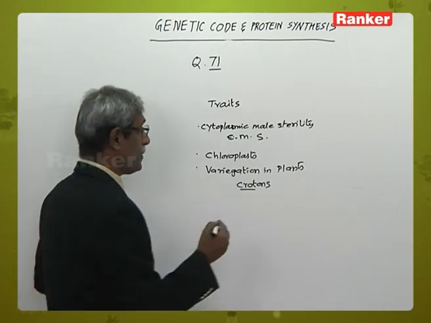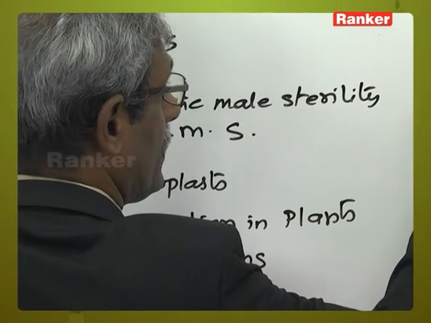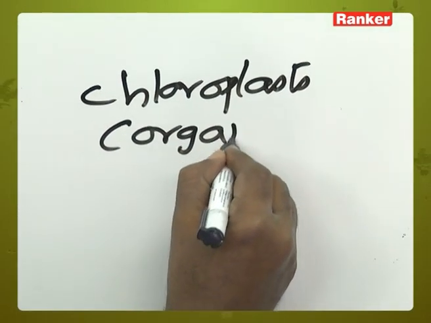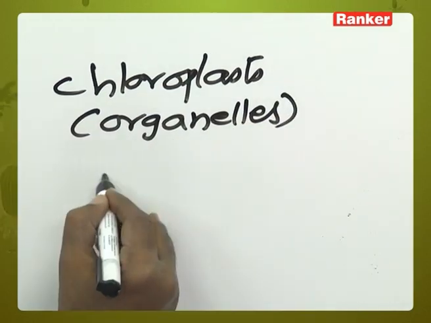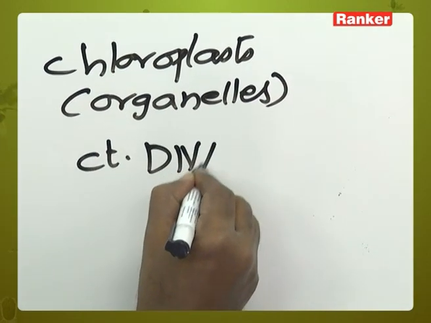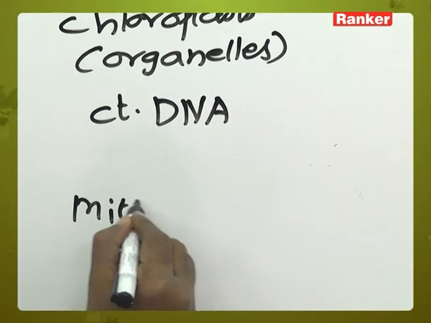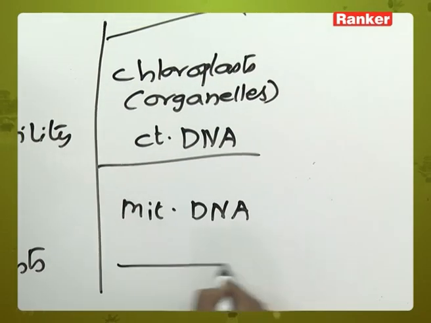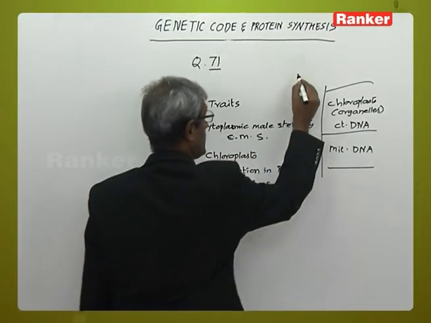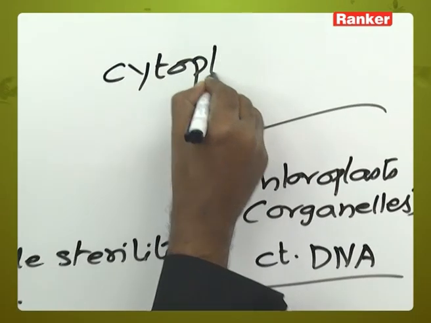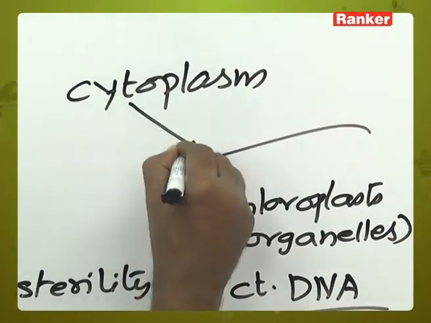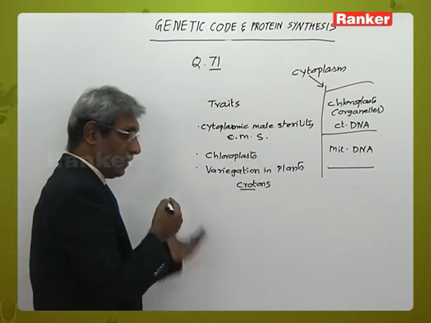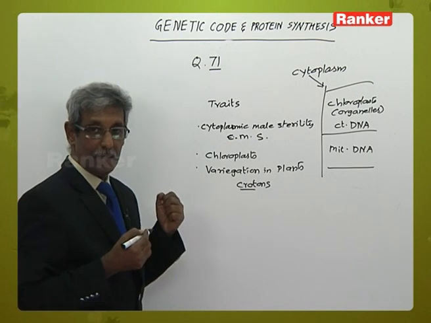Now, chloroplasts are organelles which have got the chloroplast DNA. Similarly, you have mitochondrial DNA in the mitochondria. Both chloroplast and mitochondria are present in the cytoplasm. In a plant cell, we have the nucleus as well as the cytoplasm.